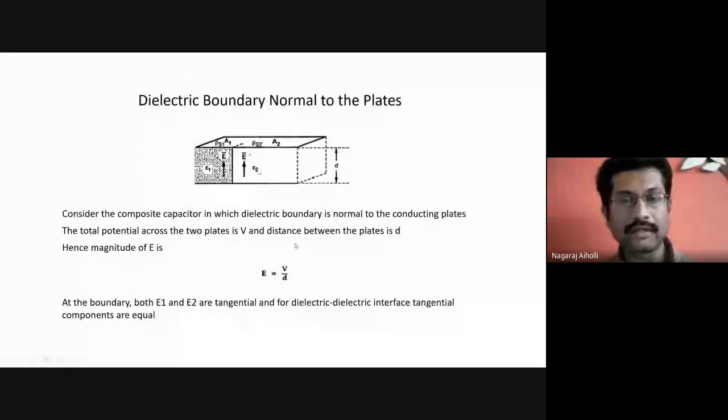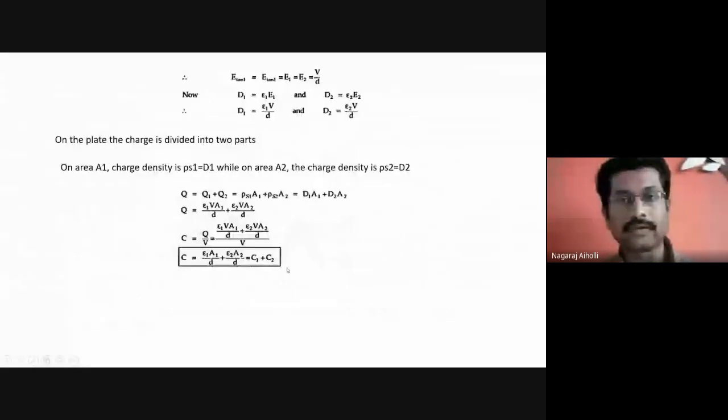The tangential component in one medium is E tan 1, in another it is E tan 2. Both are the same. E tan 1 equals E tan 2, that is E1 equals E2, and that is equal to V by D. I am considering E tan 1 as E1 and E tan 2 as E2, so that is equal to V by D. Now D1 is equal to epsilon 1 E1.